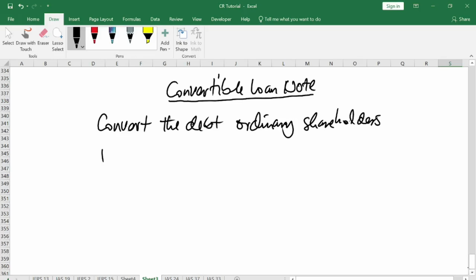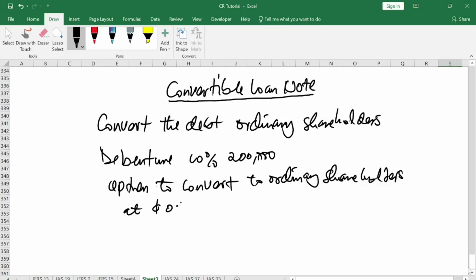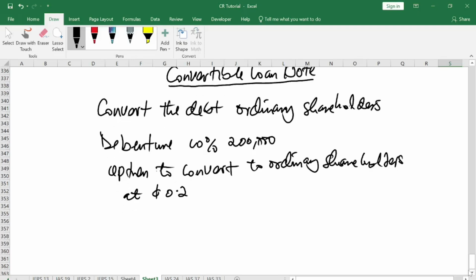So for example, you have debenture holders. You have 10%, 200,000 debentures in your account. The arrangement is that they have the option to convert their debt to ordinary shares at the unit price of 0.2 pesos. So when you give them this option, they have the liberty to convert the debt to become ordinary shareholders.